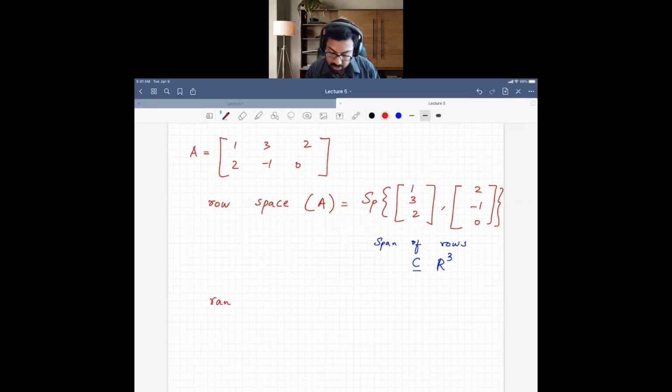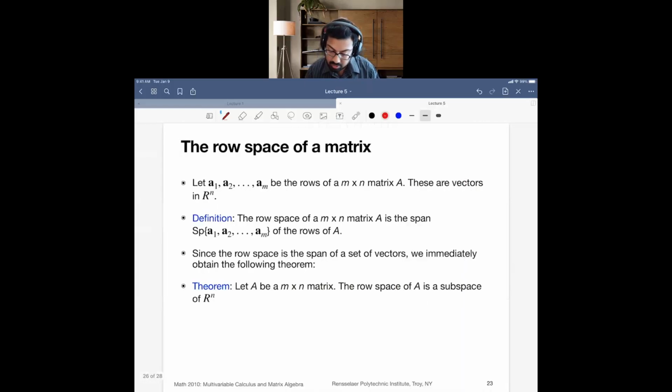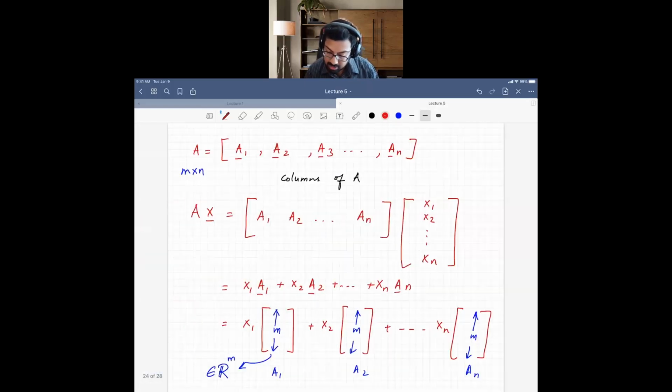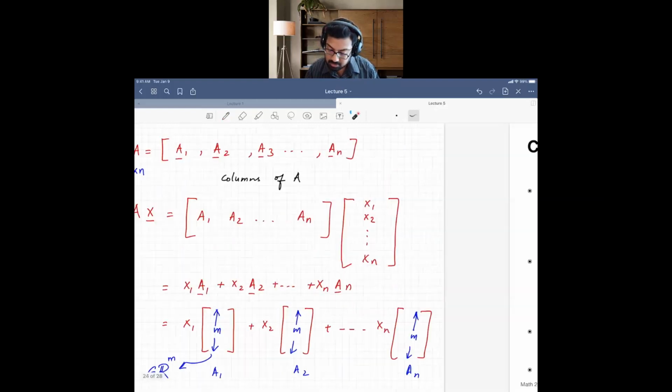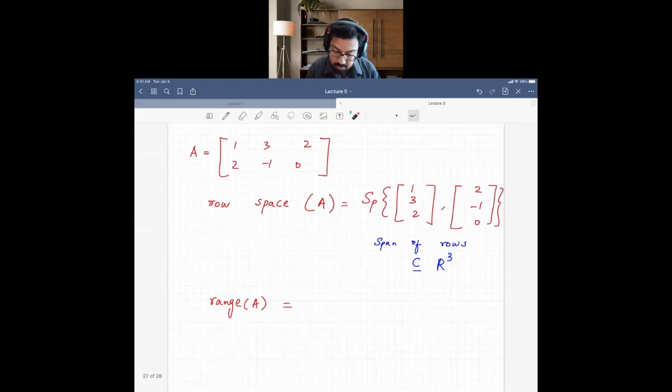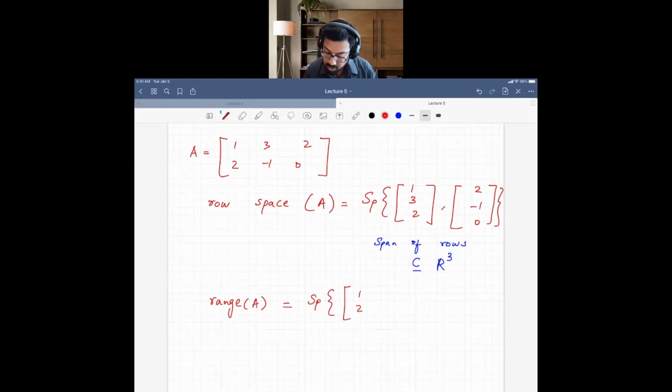Range over here, range of A. We defined range of A as what? If I go back here, range of A was the span of the columns of A, right? So let's do a span of the columns of A. In this case, I have 1, 2 for the first column, and 3, -1 for the second column, 2, 0 for the third column.